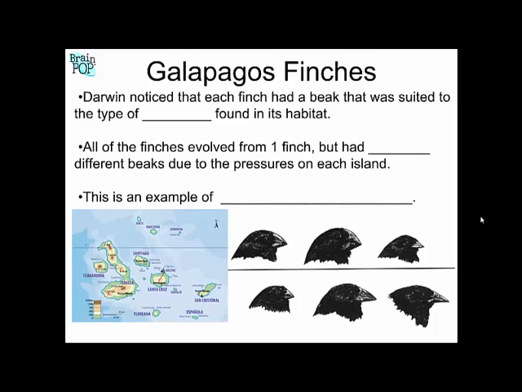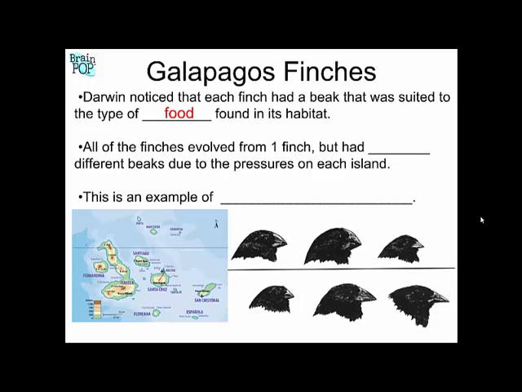Now these finches all looked pretty similar. Their body shape and size were all very similar. However, he noticed an important difference: their beaks. The beaks of these finches varied from island to island. And that led Darwin to wonder, why do their beaks vary? Why are they different from each other? The reason is that each island had slightly different food sources available.